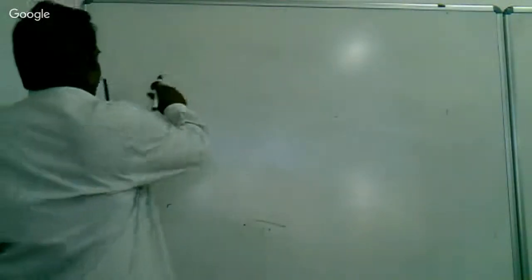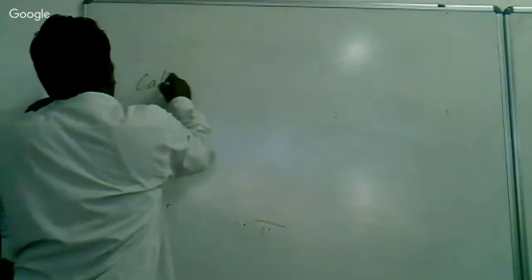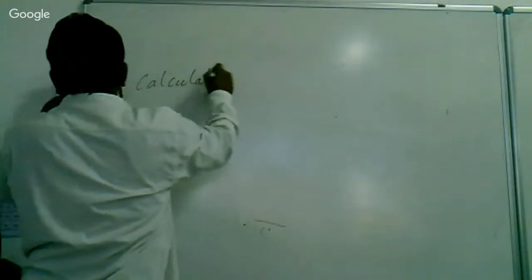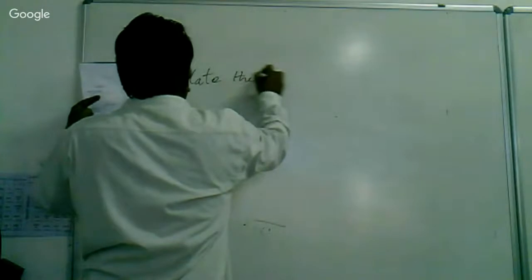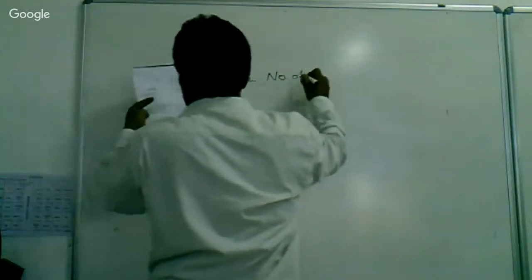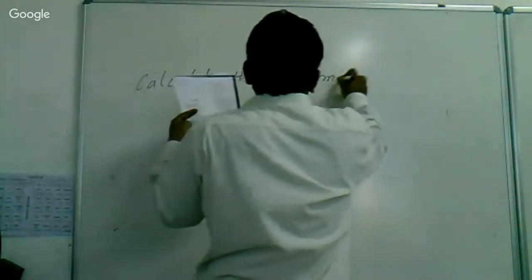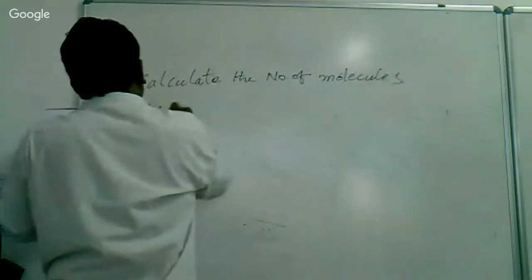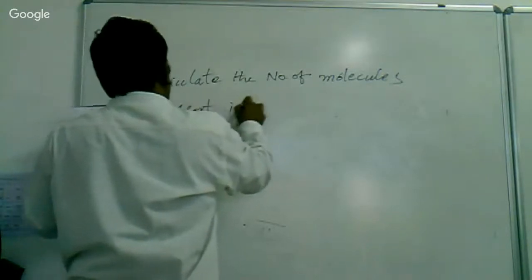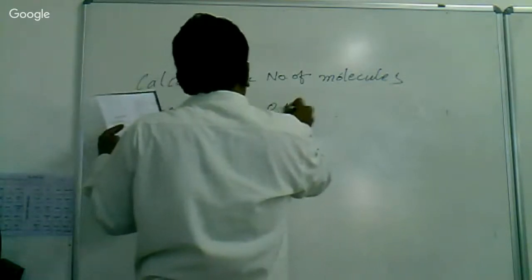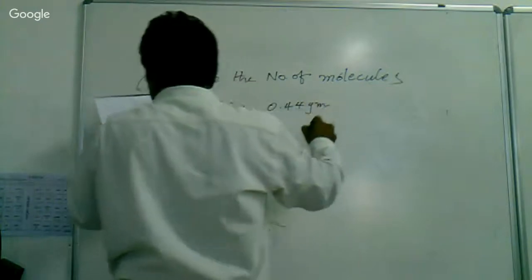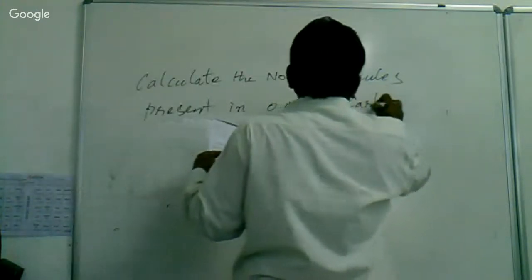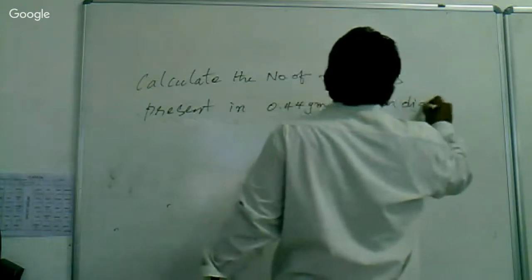Calculate the number of molecules present in 0.44 grams of carbon dioxide. I'll write the problem on the board. Calculate the number of molecules present in 0.44 gram of carbon dioxide.